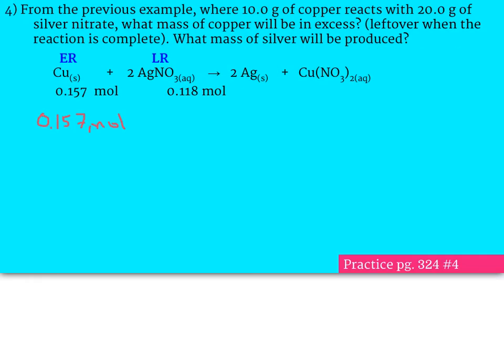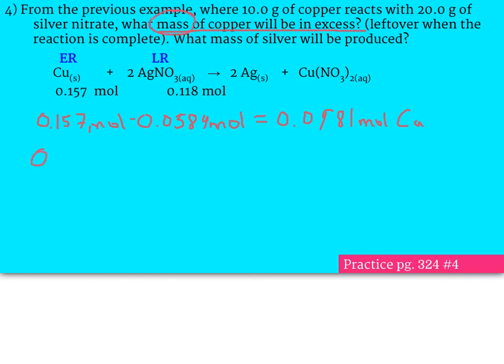The first thing it's asking here is what mass of copper will be in excess. We knew that we were starting with 0.157 moles of copper in the last question. In order to react all of the silver nitrate, we had to use 0.0589 moles, which means in excess we are going to have 0.0981 moles of copper left over.